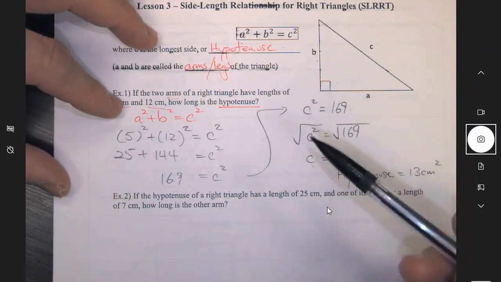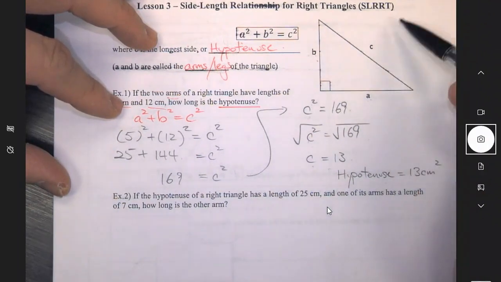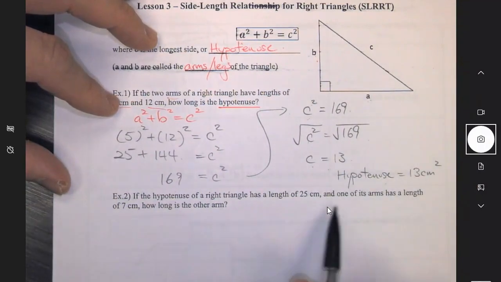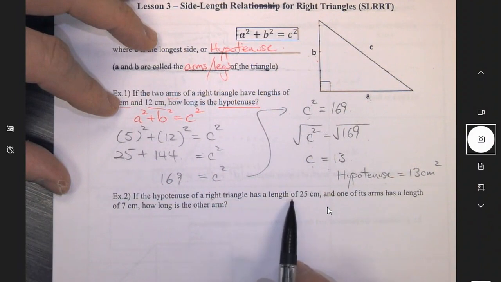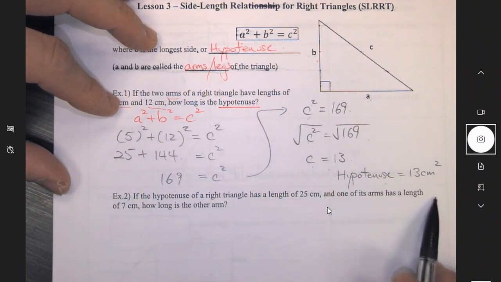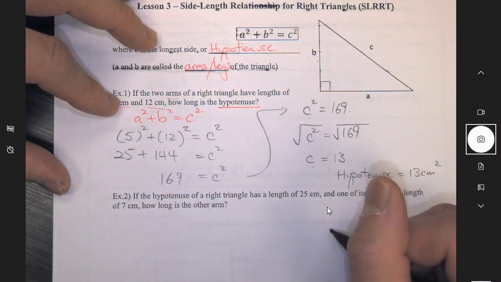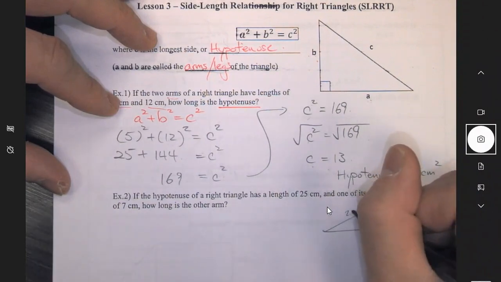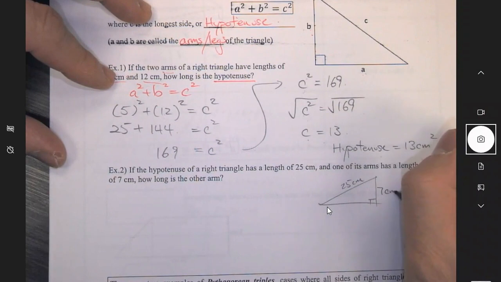Now, sometimes you will have two arms or two legs of the triangle and you're looking for the hypotenuse. Sometimes you will have it the other way around. So for this example here, if the hypotenuse of the right triangle has a length of 25 and one of its arms has a length of 7, how long is the other arm? So let's draw a quick diagram, sketch it. You have 25 centimeters here and you have 7 centimeters here.